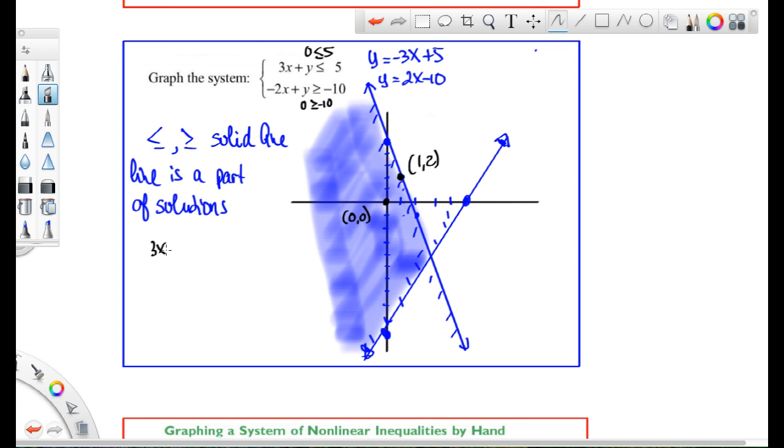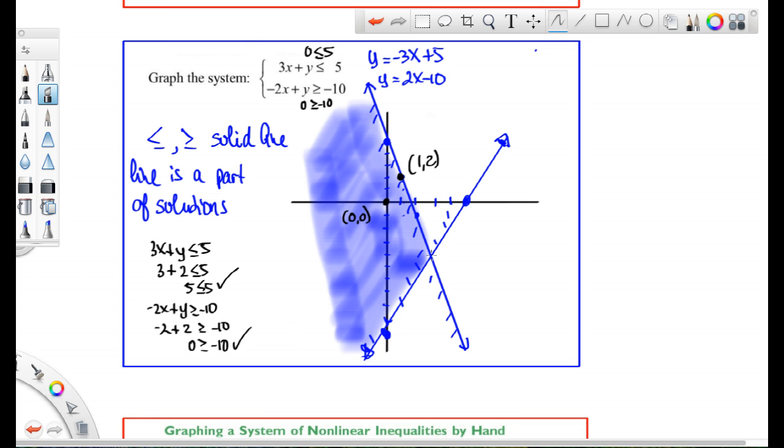So 3x plus y is less than or equal to 5. I put 1, 2 in here, I get 3 plus 2 is less than or equal to 5, and 5 is equal to 5, so that's a true statement. Okay, and if I use 1, 2 in the other one, so negative 2x plus y is greater than or equal to negative 10, so that's negative 2, plus 2 is greater than or equal to negative 10, and 0 is greater than or equal to negative 10, and that's true as well. So that seems to work.